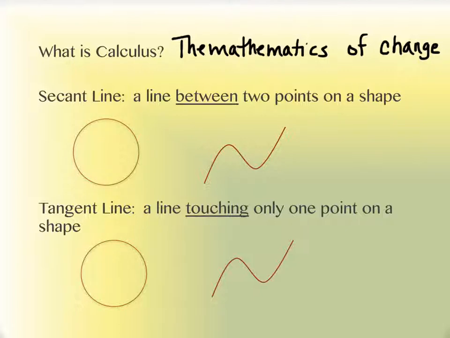One of the ideas to study how things change is to talk about a secant line or a tangent line. So a secant line is a line that goes between 2 points on a shape. And then a tangent line is a line that only touches the shape at one place. So those are two ideas of how calculus kind of starts.